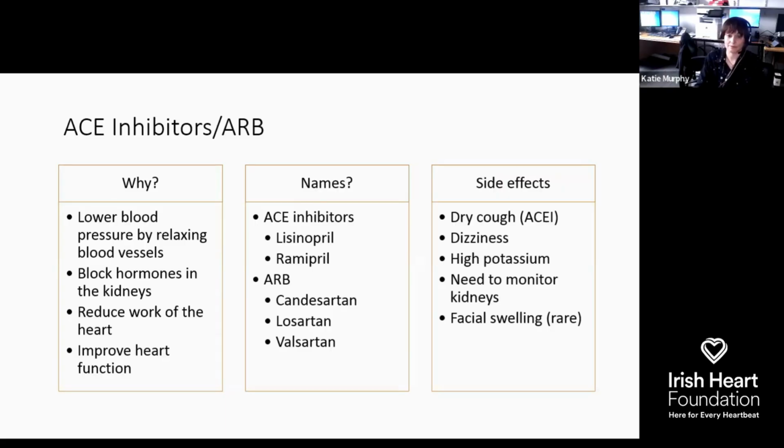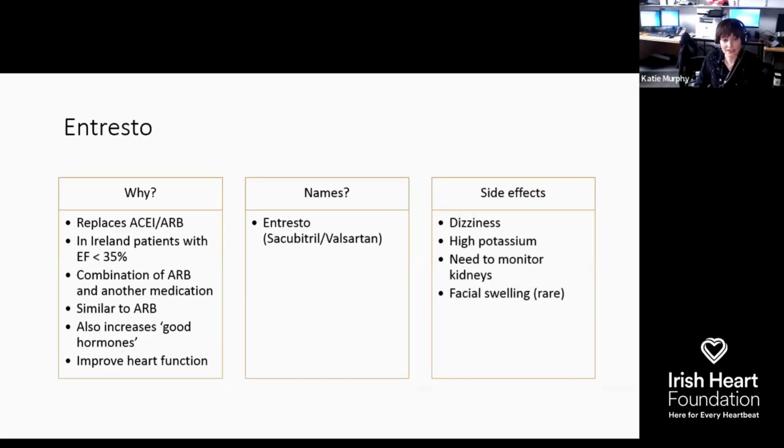So Entresto is a relatively new kid on the block, and this is a mixture of an angiotensin receptor blocker with another medicine. That other medicine, called sacubitril, increases the good hormones in your body. So it increases those hormones that get rid of fluid and reduce the stress on your heart. And so this is a superior medicine to those ACEs and ARBs and is available for people who have an ejection fraction of less than 35%.